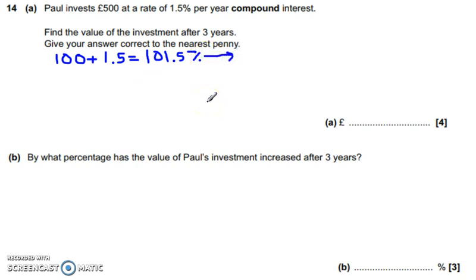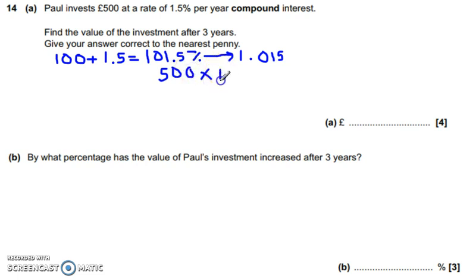So to turn a percentage into a decimal, we divide it by 100. So 101.5 divided by 100 gives us 1.015. Okay, so that's 101.5% as a decimal. That means we can now use it in our calculator. So we take the amount that Paul's investing, £500, and we times it by the percentage with the interest on top.